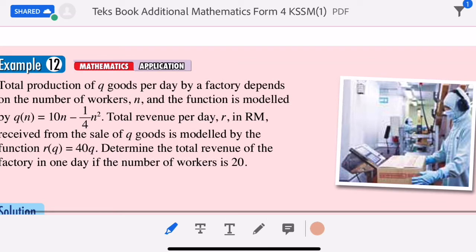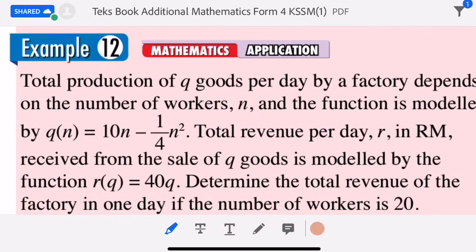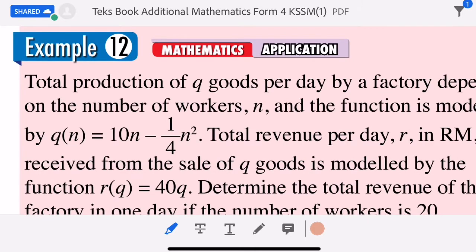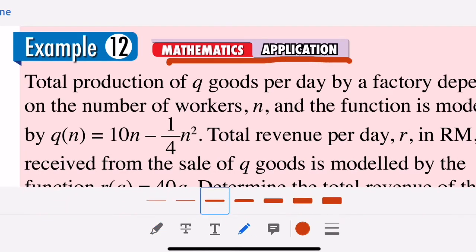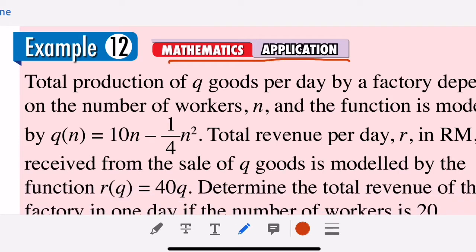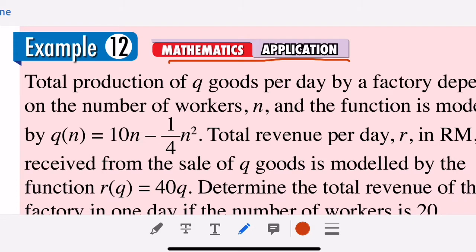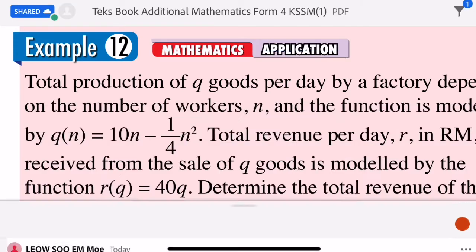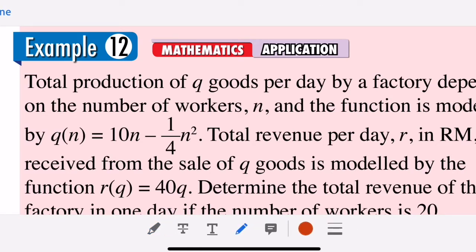Today we will discuss example 12. Okay, open the textbook and look at example 12. This is an application of functions in our daily life. So let's go through the question and read through before we discuss. Basically, when you see a HOTS question, you have to read carefully.